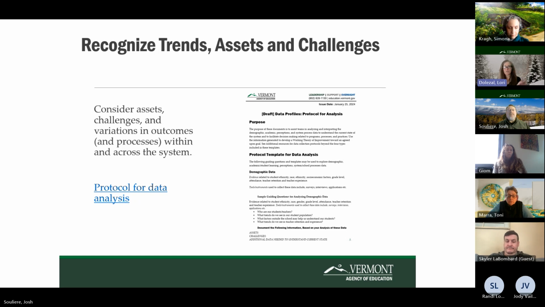It walks through some of the sample questions we've looked at today, as well as uncovering assets and challenges across each of those categories. It's also accessible on our website, and then you also might have other protocols for data analysis that you're using.